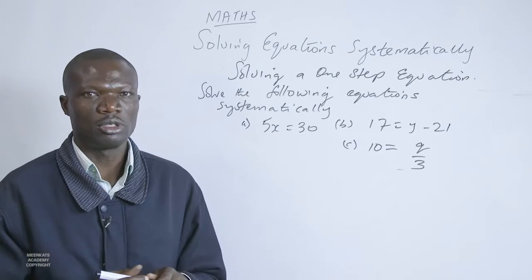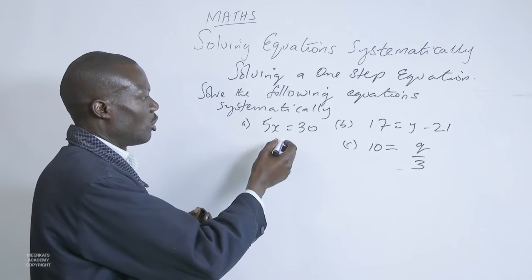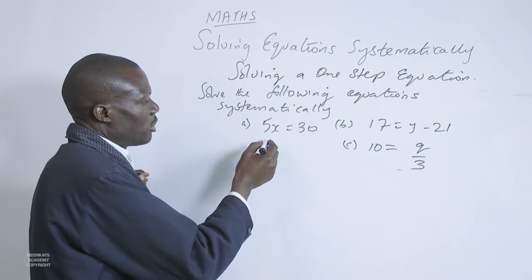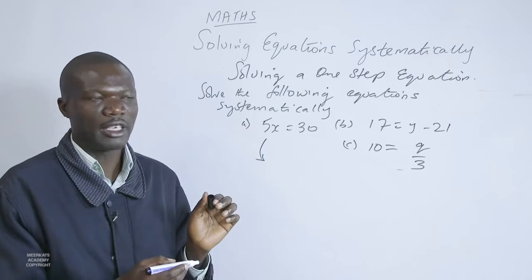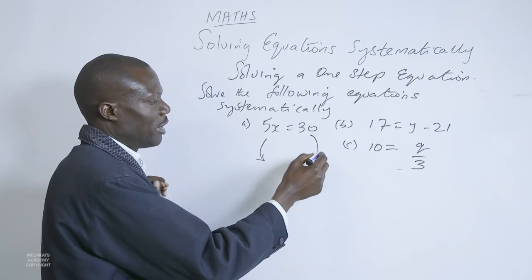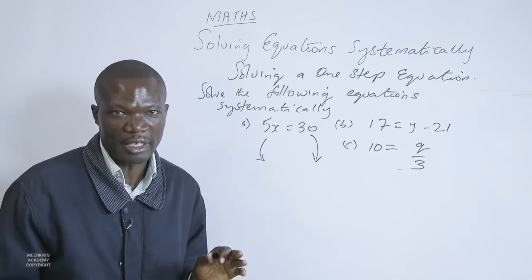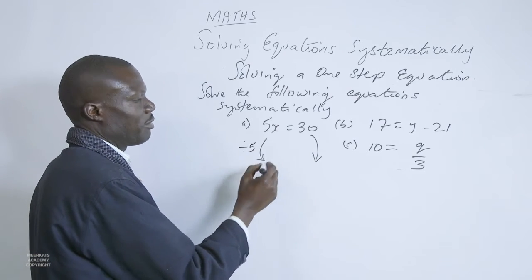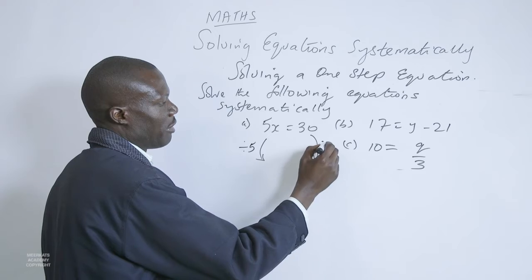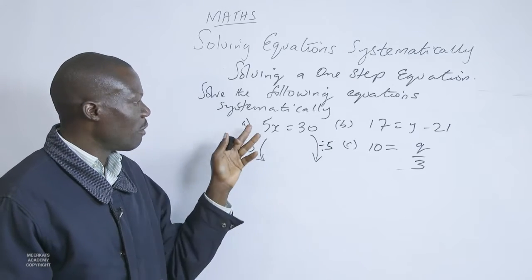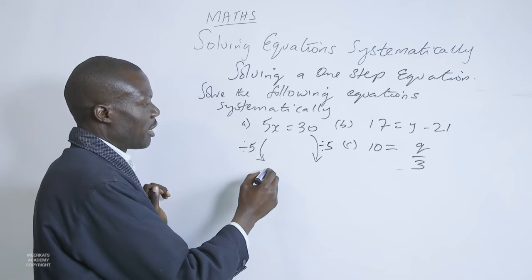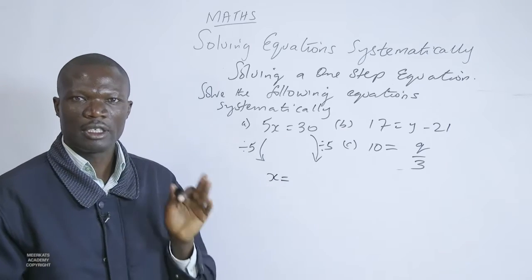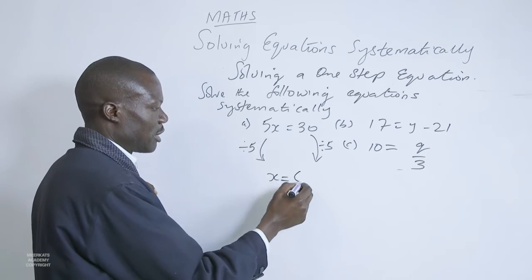5x = 30. So for the solution here, 5x = 30. We want to see what will happen on the left-hand side and what will happen on the right-hand side. From this, you realize that we shall divide by 5 on the left-hand side and divide by 5 on the right-hand side. 5x divided by 5 gives us 1x, which is x. And 30 divided by 5 gives us 6.